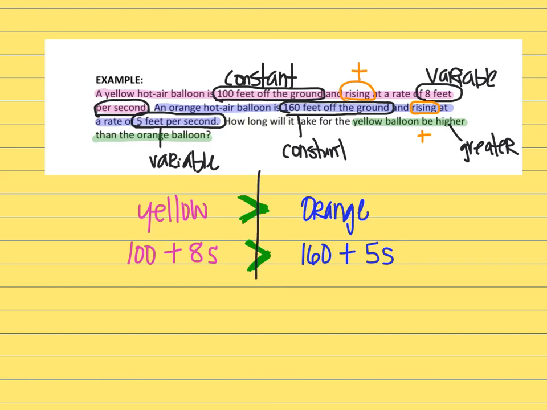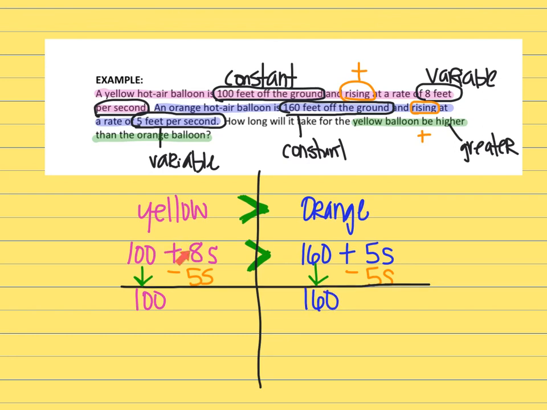Okay, I'm going to draw my line down the equal sign. I'm going to isolate my variables. So my first thing is to get rid of this 5s. The opposite of plus 5s is negative 5s. I'm going to put that on both sides. Draw my line across. I can bring down my 100, bring down my 160. And then I need to look: positive 8 and negative 5, or 8 minus 5 is 3. And it's still positive because 8's bigger, so 3s. And then I still have my greater than sign because yellow is supposed to be higher.